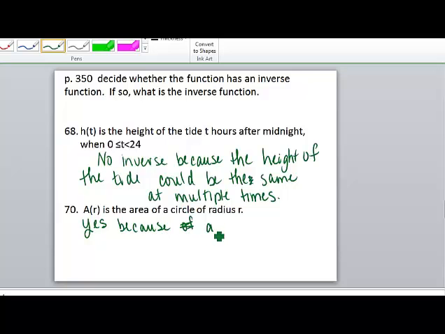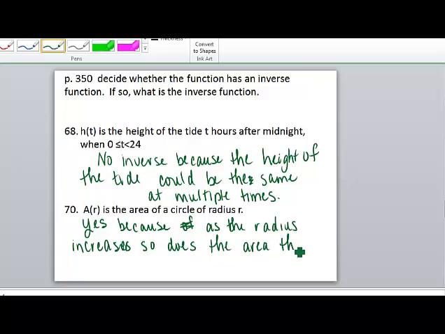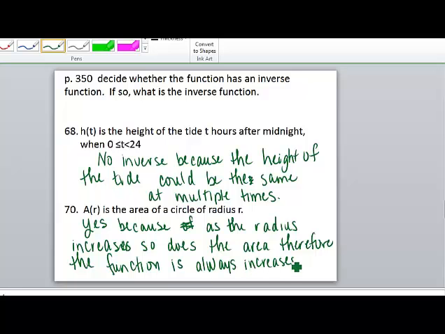as the radius increases, so does the area. Therefore, the function is always increasing and has an inverse.